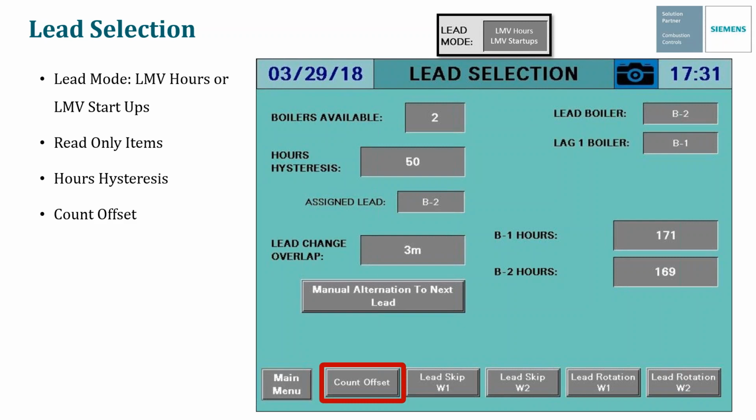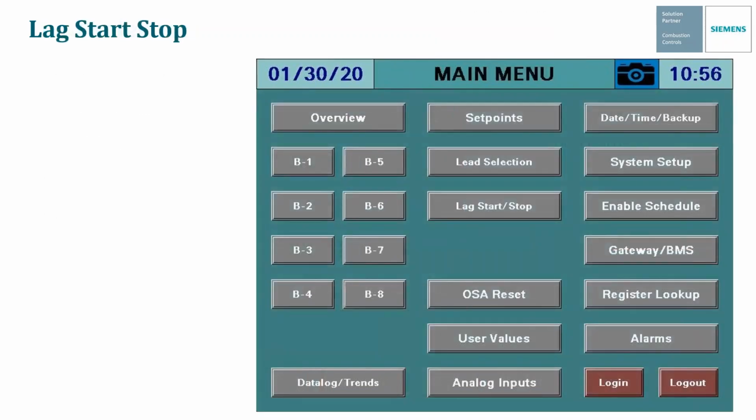When you select this lead mode option, there's also this count offset button. And this is there in situations when you need to replace an LMV, or maybe the controls change, but the boiler doesn't. So what we're really after here is trying to even out the number of hours that the boilers have been run. And using this count offset button, you can actually add in fictitious hours, let's call them, to any one boiler so that the new LMV that was installed doesn't become the lead boiler all the time. So that's our lead selection. It's pretty straightforward, but a couple of really nice options there.